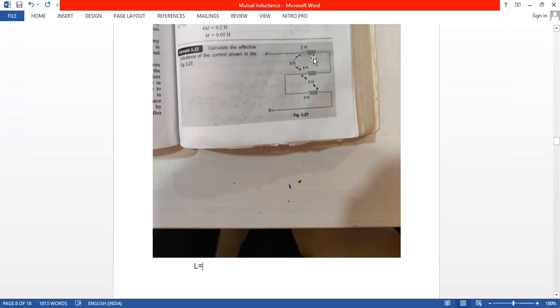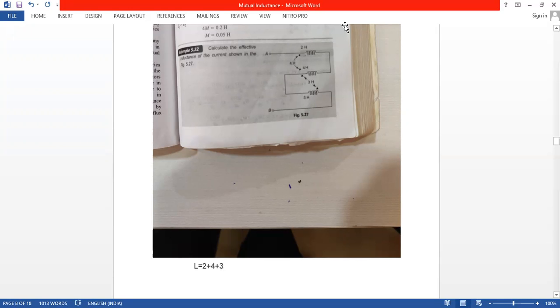So what is the self-inductance? 2 Henries. Next one, 4 Henries. Next one, 3 Henries. Yes or no? 3. Self-inductance. So we write here first all the self-inductances. What is the first self-inductance? 2. Always self-inductance is positive. 2 plus 4 plus, next 3.